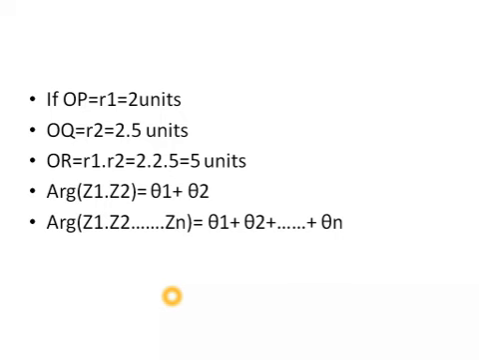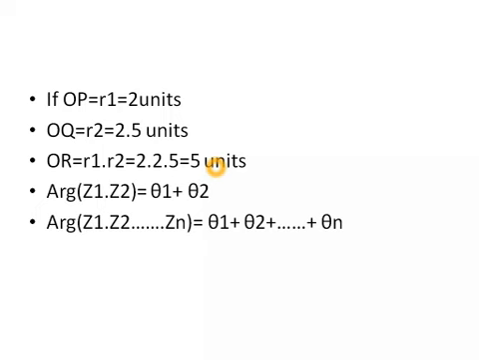For the same, we have taken an arbitrary example: if OP, R1, is 2 units and OQ, R2, is 2.5 units, then OR, which is the multiplication of them, R1 into R2, will be 2 multiplied by 2.5. So it comes out to be 5 units. So it means that the product of complex numbers has greater modulus than the individual ones.